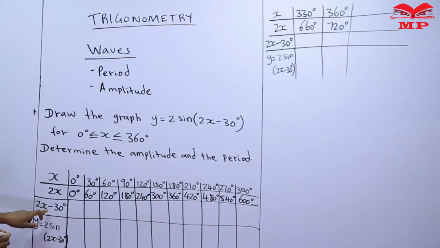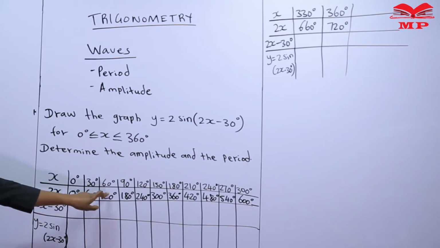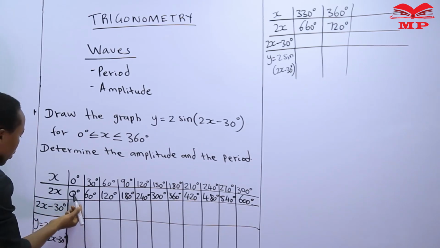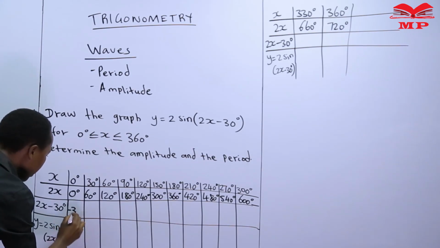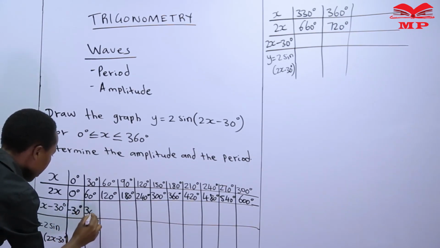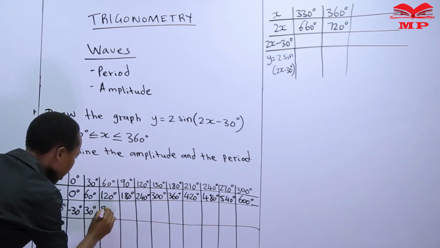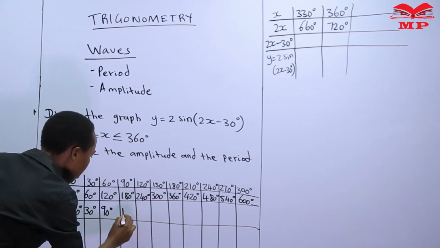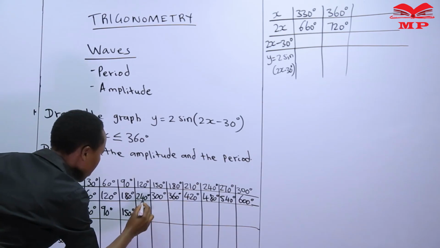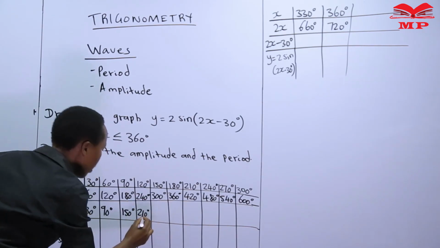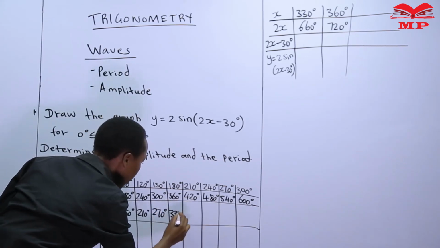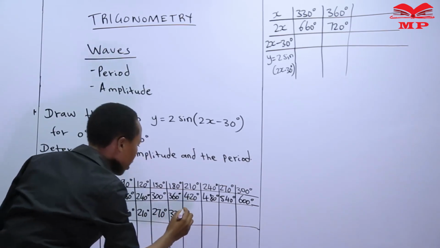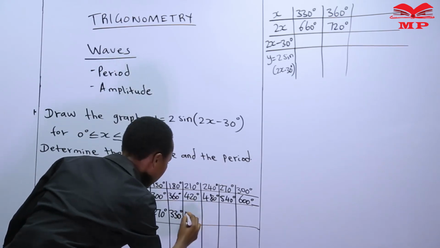Then we move on to the other part, 2x minus 30. So whatever we have, we subtract 30. So here we'll have 0 minus 30. That is 2x minus 30. We have negative 30 degrees. We'll have 30 degrees here. Minus 30 here we get 90 degrees. Minus 30, 150 degrees. Minus 30 we get 210. Minus 30 we have 270. Then 330.